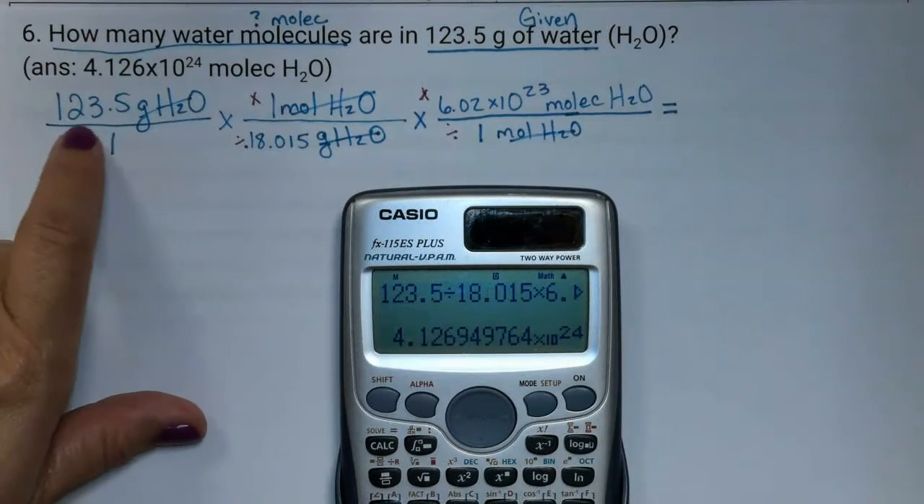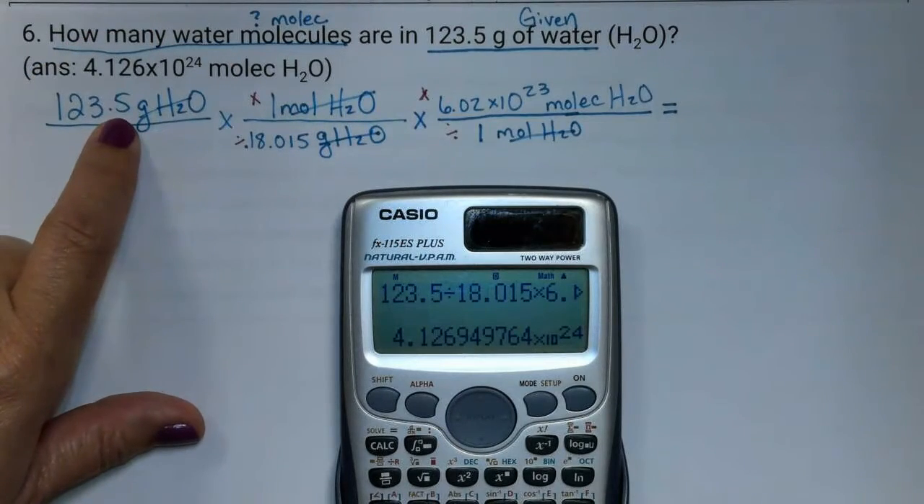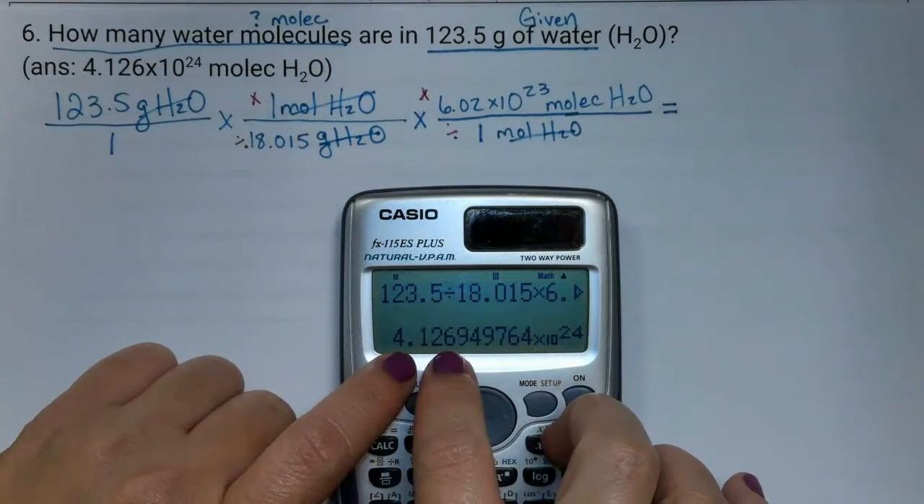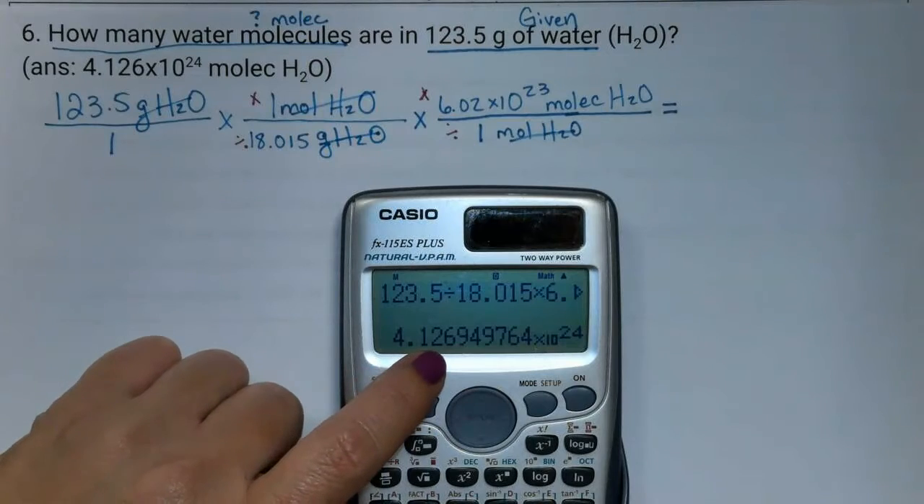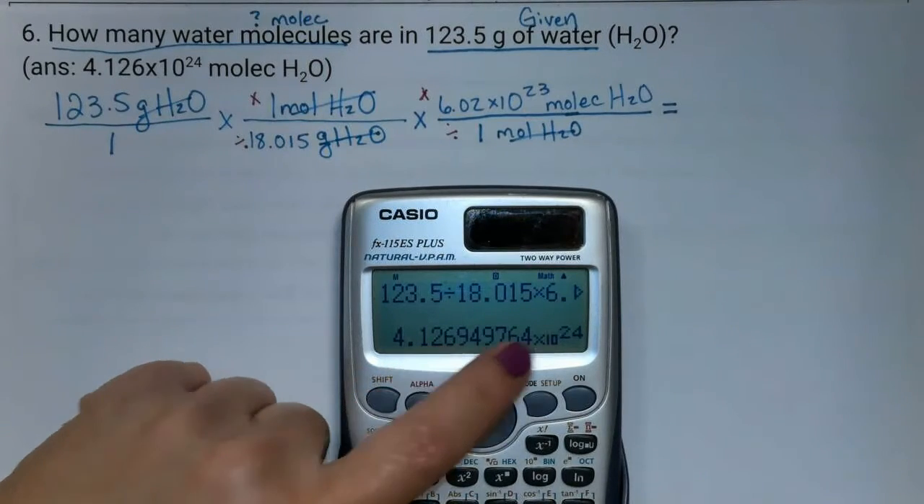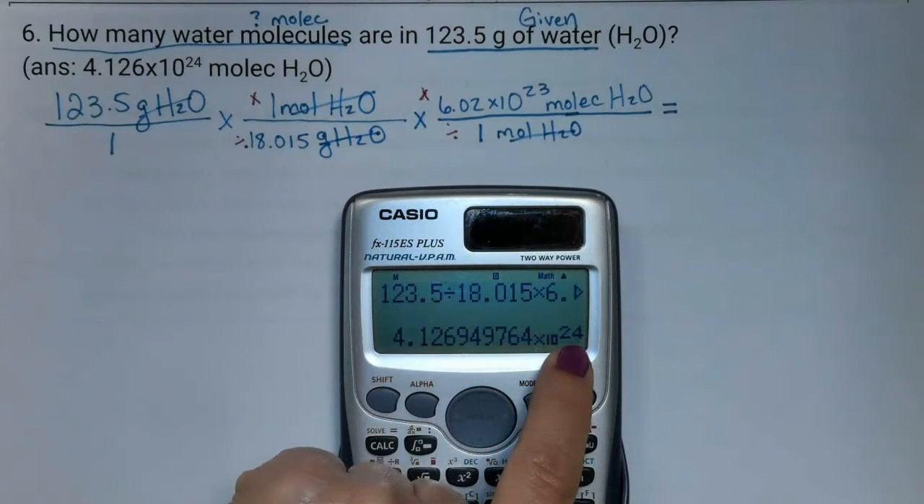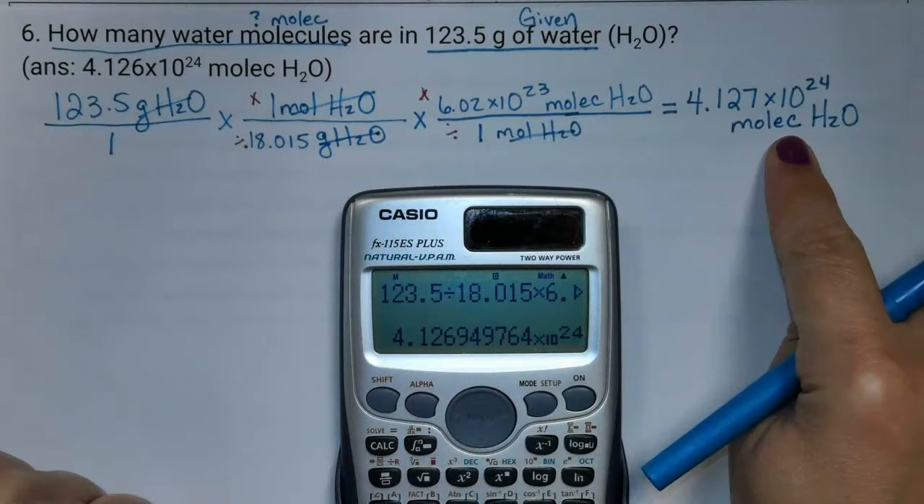And so we have 4 sig figs in our given, which means we need 4 sig figs in our answer. So that's going to give us 4.127 times 10 to the 24. Need all of that. And so there's our final answer for this calculation.